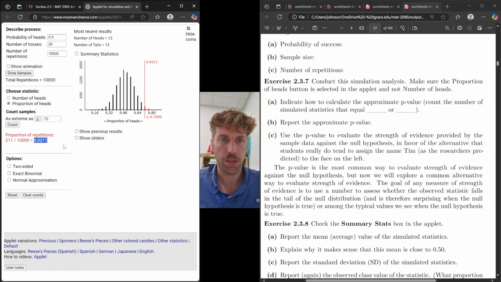I would report 0.0211. Use the p-value to evaluate the strength of evidence provided by the sample data against the null hypothesis. So remember our chart from last section. My p-value right here is 0.02, which is in between 0.01 and 0.05, so it's strong evidence. I would put that into a complete sentence: We have strong evidence that the long-run proportion of students who assign the name Tim to the face on the left is more than 50%. That pulls it all together.